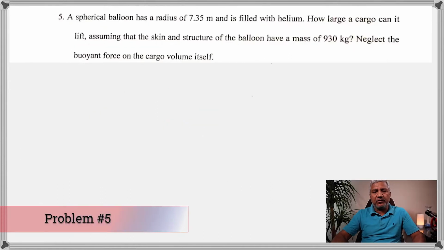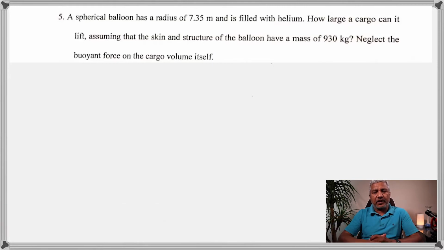A spherical balloon has a radius of 7.35 meter and is filled with helium. That's a big balloon. It's filled with helium. How large a cargo can it lift? Assuming that the skin and the structure of the balloon have a mass of 930 kilogram. Neglect the buoyant force on the cargo volume itself.